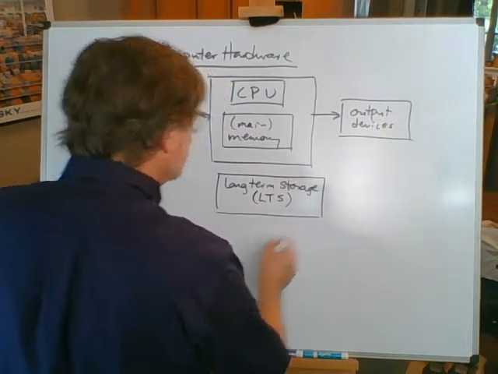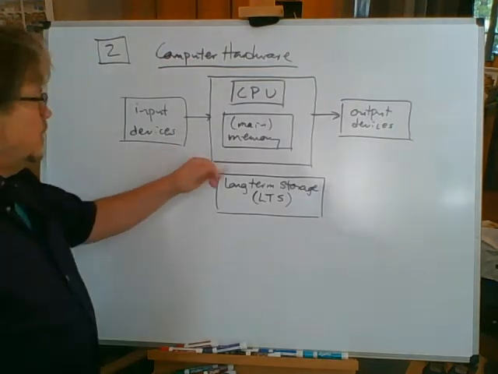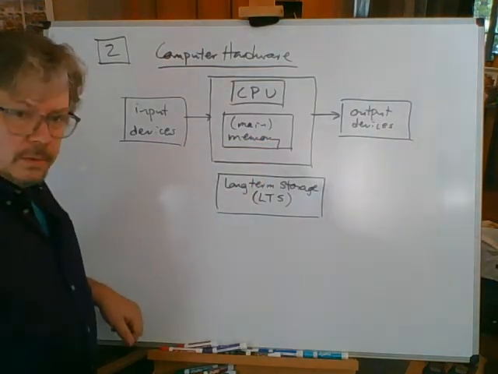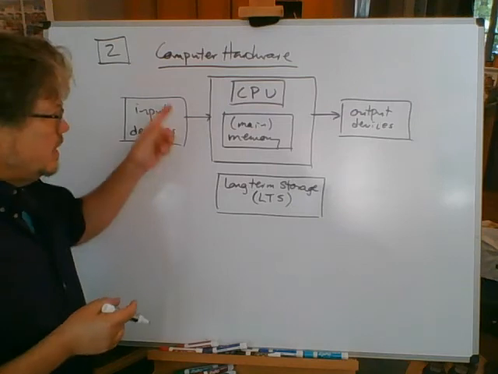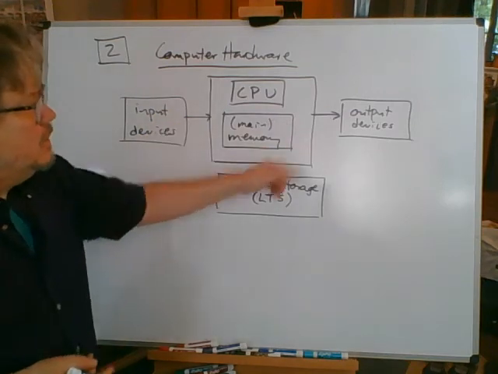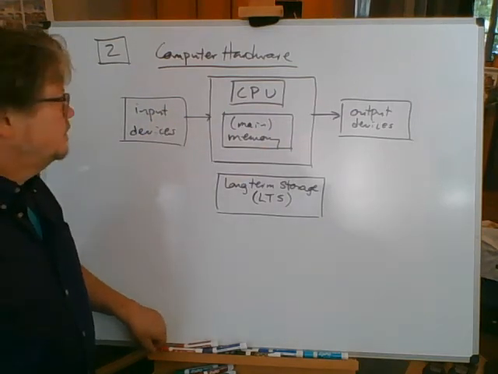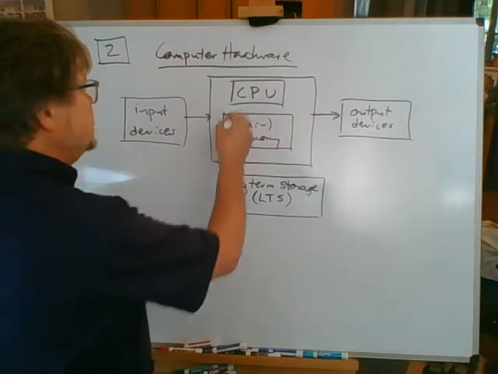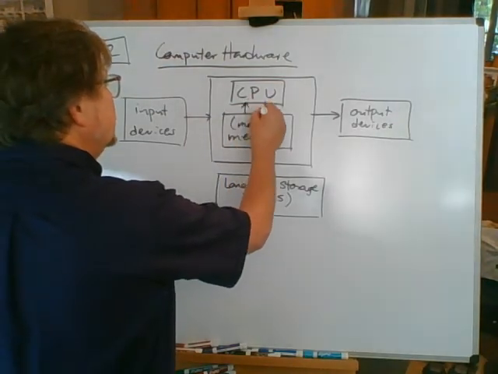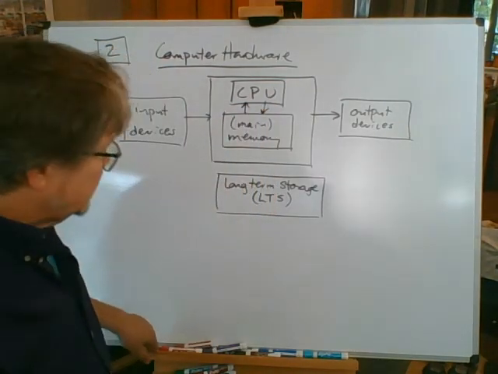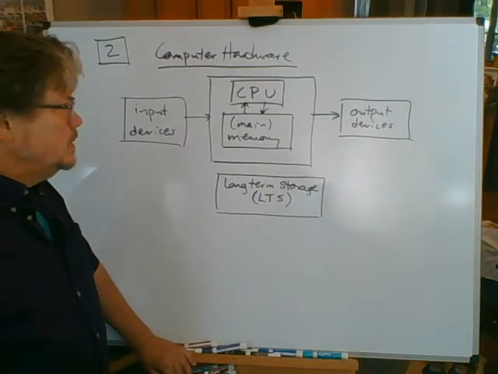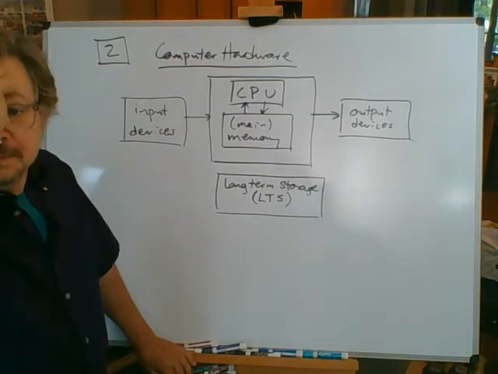I've left out arrows here. Now, these arrows here, the input devices, that's one way into the computer, into the main part of the computer, the thinking part of the computer. And the output devices, that's one way out the other end. The CPU and the main memory, there's data flowing, those zeros and ones I talked about before, going back and forth between the CPU and the main memory all the time.